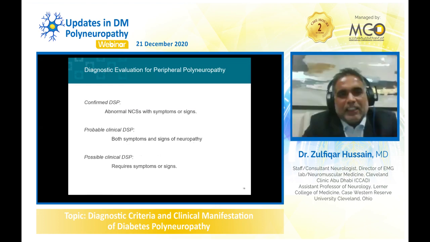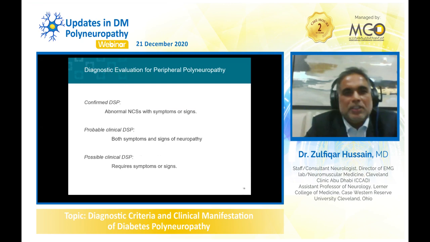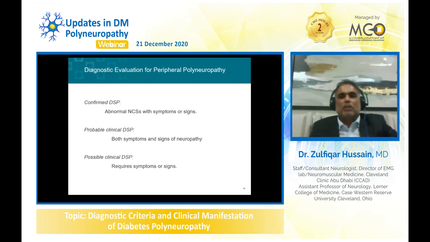Basically, I hope I was not disconnected for long. So I was talking about the diagnostic evaluation. The Toronto Consensus Conference in 2009 came up with new criteria. Based on that, a confirmed diabetic symmetric peripheral neuropathy requires the patient to have signs and symptoms along with abnormal nerve conduction studies. A probable clinical diagnosis includes both signs and symptoms, but they do not need to have abnormal nerve conduction studies. A possible clinical diabetic peripheral neuropathy requires either symptoms or signs.